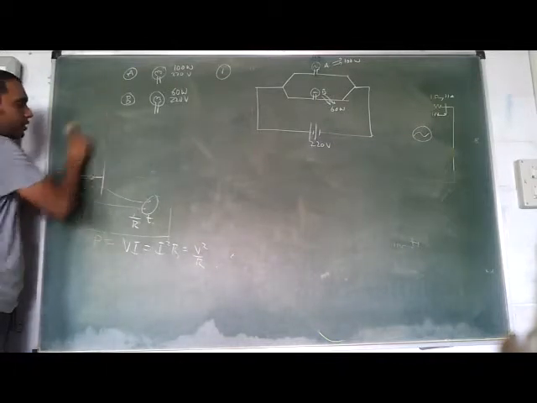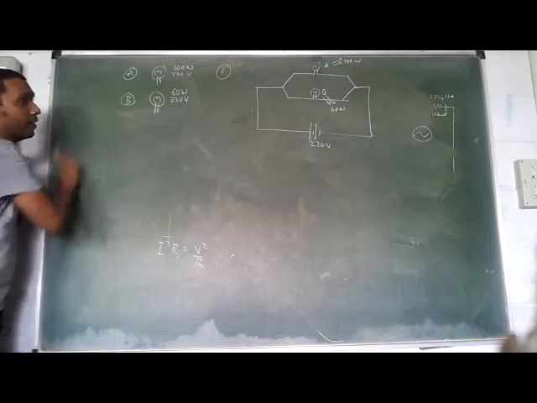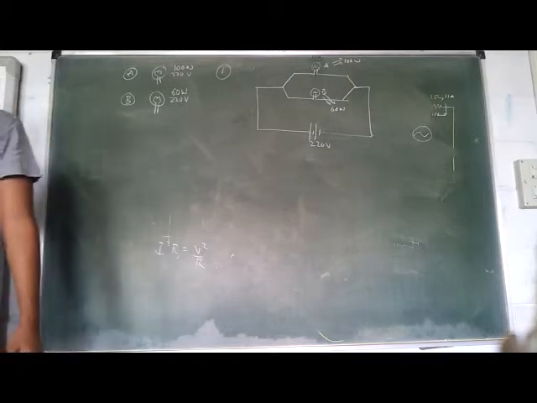We'll discuss that household circuit later on. So the first question was damn easy. One is giving out 100 joules per second, the other is giving out 60 joules per second. So totally it is giving out 160 joules per second. It was asked in 60 seconds how many joules it will give out, right? So it will give out 160 into 60.